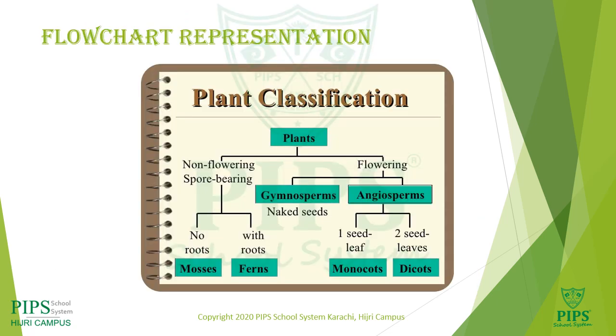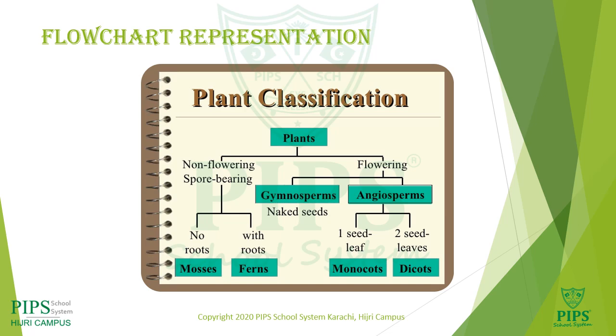Here, this is a flow chart representation of plant classification. Here you see in these green boxes, plants are divided into two groups. One is non-flowering plants and the other is flowering plants. Non-flowering plants are further divided into two subgroups actually.